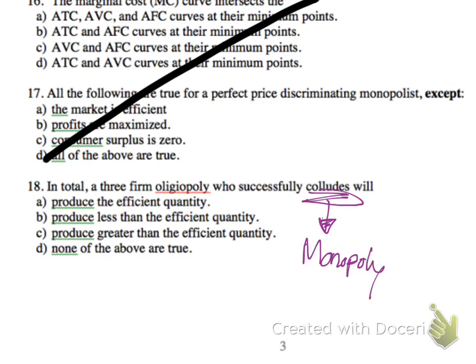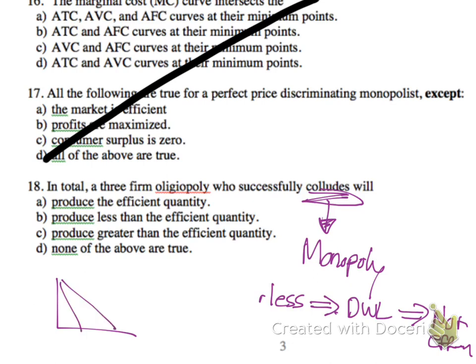So let's see, 3-firm oligopoly. They put out less output so they can raise their prices, which means that there is deadweight loss, which means that they are not efficient. If they act like a monopoly, they'll produce here, and then their deadweight loss is there. So that's not efficient. Well, that would be less than the efficient quantity. Yeah, they purposely produce less so they can make more money.